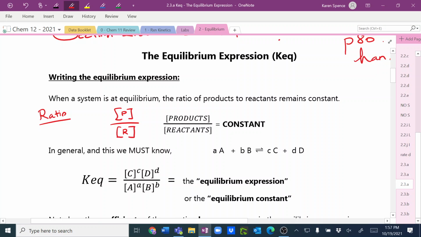And this is a constant value. As long as you are at a constant temperature, this value never changes.